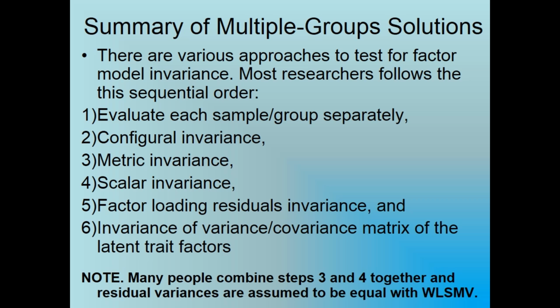The 6th step here, which you might want to test, is whether your variances, your covariances, or even your means are equal across both groups. Again, remember, if you use WSMV, there will be no error variances. Those are not estimated in the model. So you could definitely not test for step 5. It's only possible with ML and MLR.